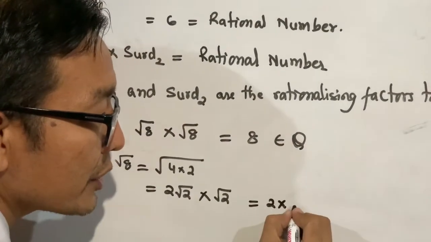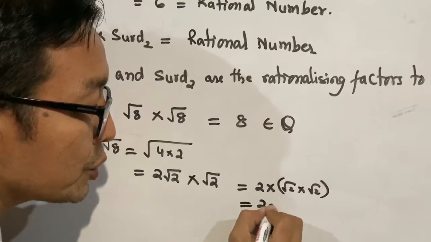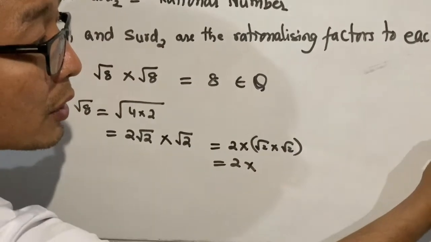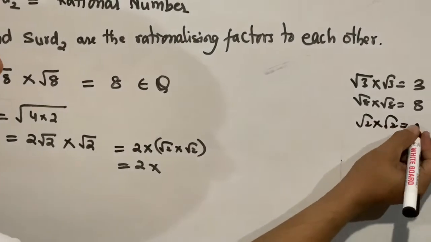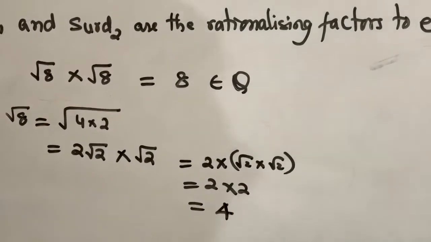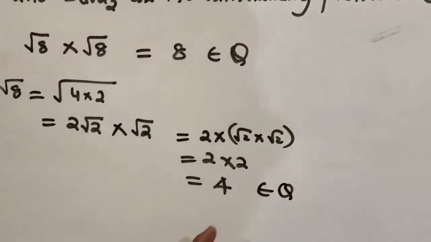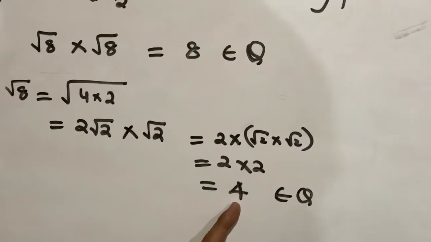So 2 root 2 times root 2. The square root multiplied by itself gives 2, so 2 times 2 is 4, which is also a rational number. This is a rational number.